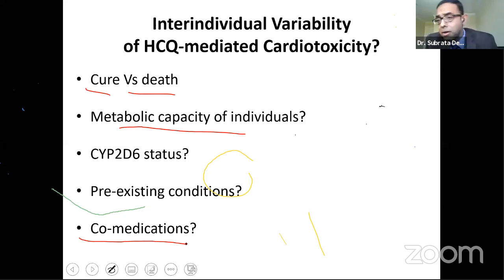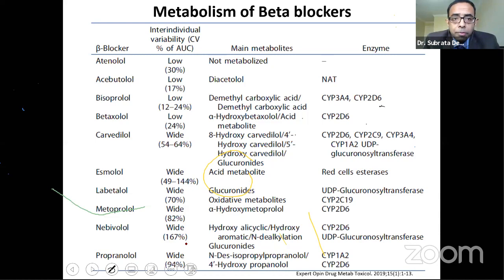It may work, it may not work. But the questions I'm putting here might allow us to answer some of those. Now, if you look at this table of metabolism of different beta blockers, again a very good class of drug, very, very effective, several of them are metabolized by CYP2D6.